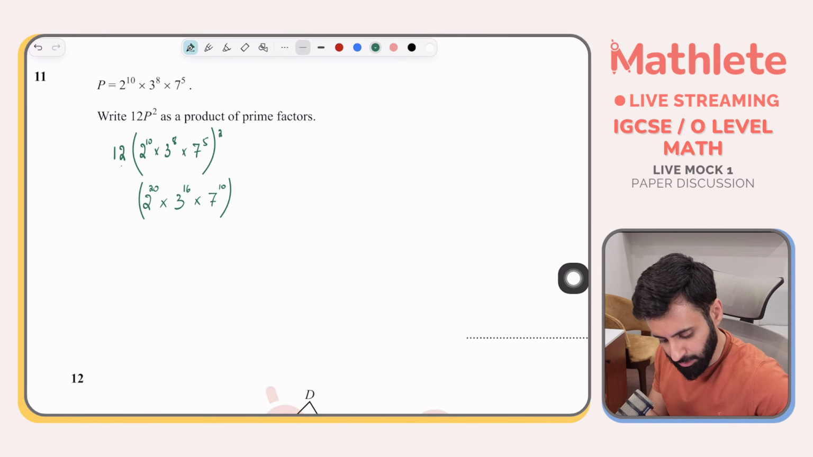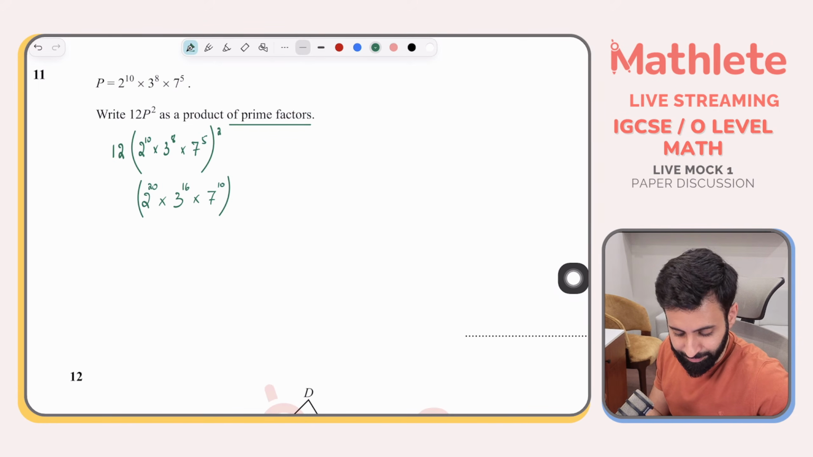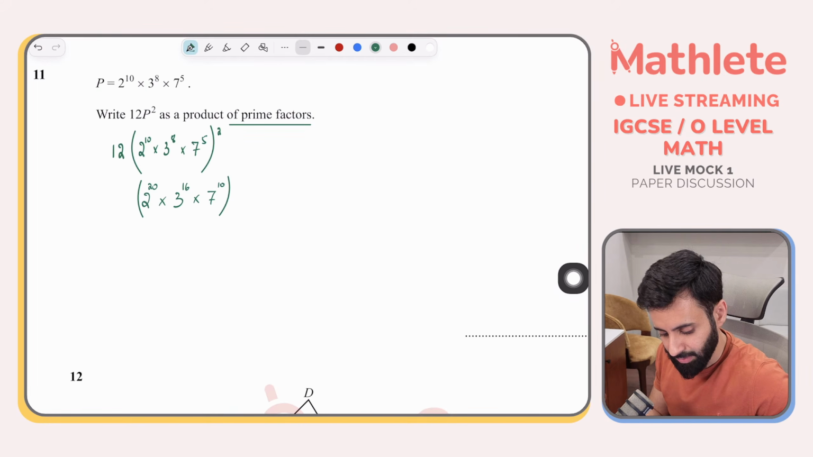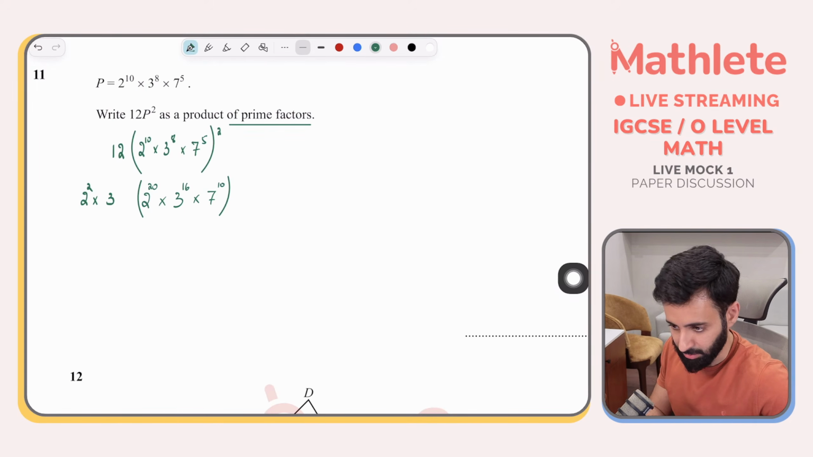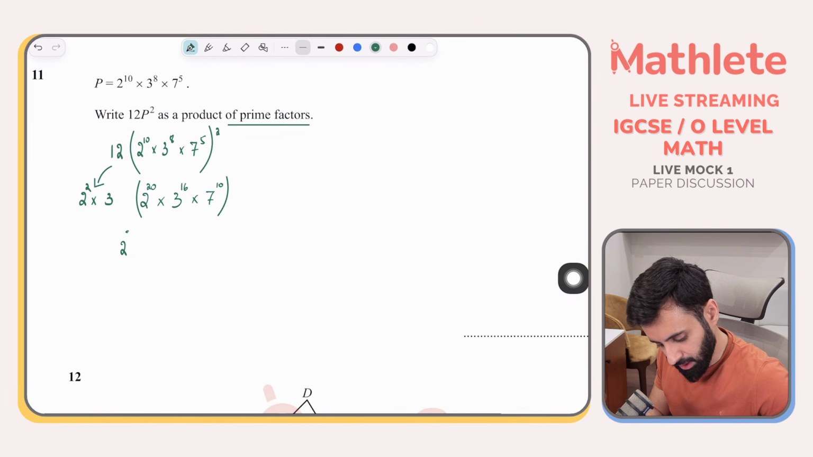And at the same time, don't forget that since you have to write it as a product of its prime factors, that means you need to rewrite 12 as a product of its prime factors. So what is 12 written as a product of its prime factors? That is 2 squared times 3. Okay, so this is what 12 looks like when written as a product of its prime factors. So this becomes 2 squared into 3 into 2 power 20 into 3 power 16 as it is into 7 power 10.